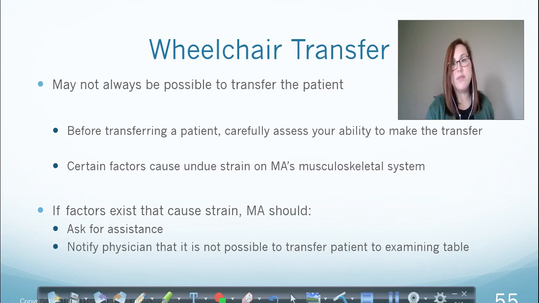One way that I've always found that you can see if the patient is able to stand on their own is if they're in a sitting position, can they raise their feet off the floor? So can they lift their knees up and raise their feet?